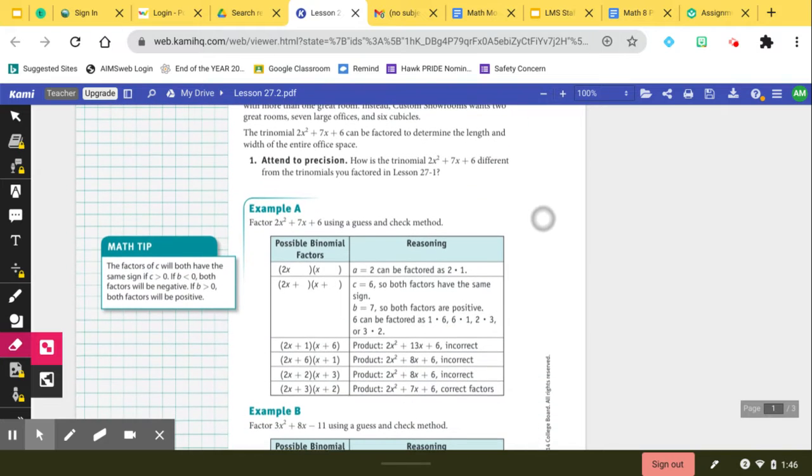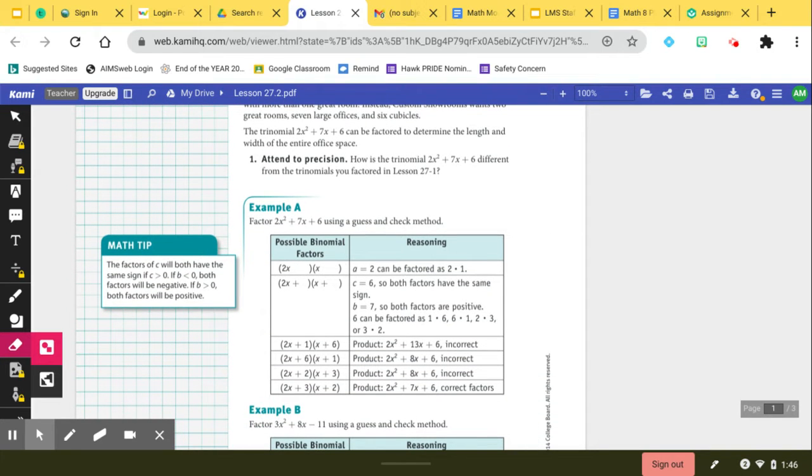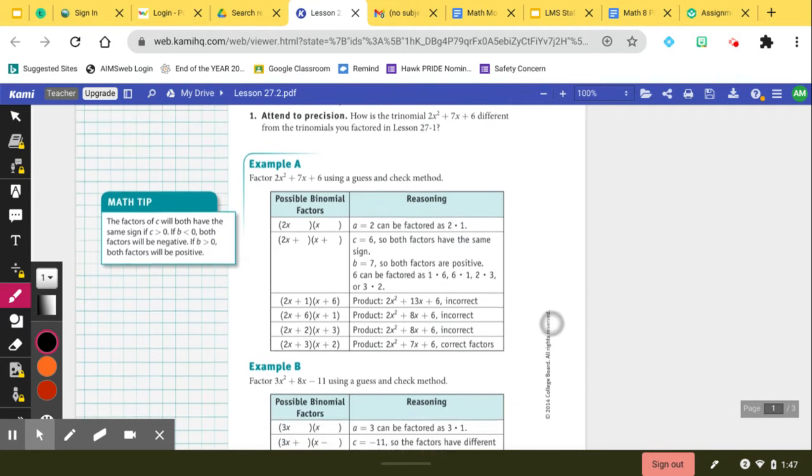Looking at example A, it says, factor the trinomial 2x squared plus 7x plus 6 using the guess and check method. As you see, it's not too much work because we know that to get 2x squared is going to be 2x times x. So we already know the first two terms of our binomial. Really, we just have to figure out the next ones that multiply to be 6, so listing off those factors. Not too much work using the guess and check method, but there's a more efficient way.